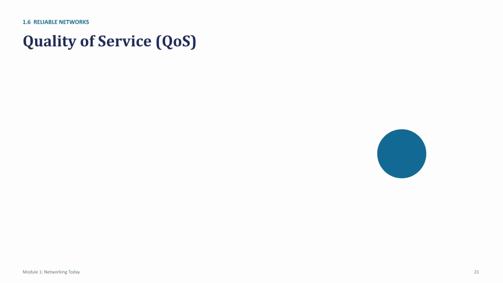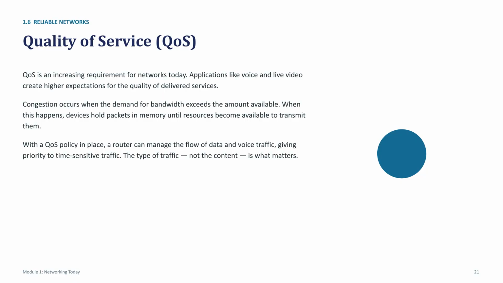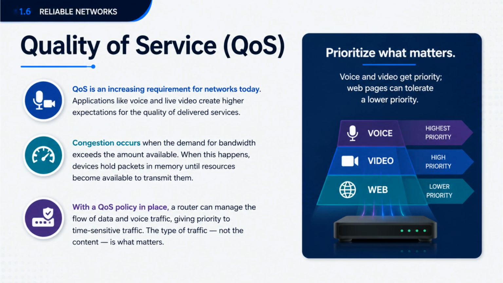QoS is where bandwidth management gets real. Congestion happens when demand exceeds available bandwidth. Walk through the example on the slide. Voice and video need priority, because delay is very noticeable to a human ear or eye, while a web page loading a half-second slower is barely noticed. The type of traffic matters, not the content of it.